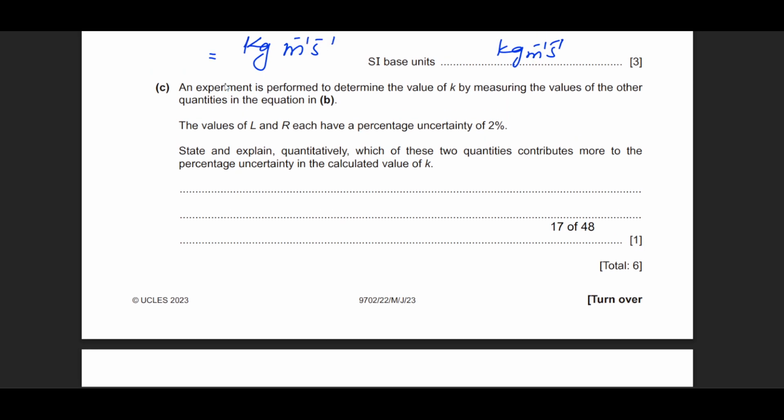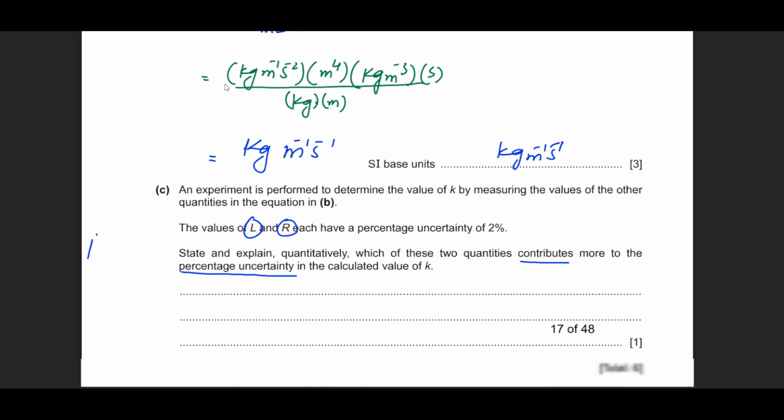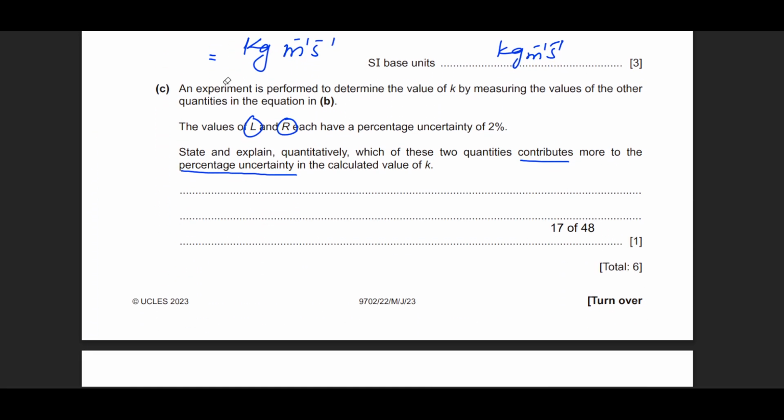So next he asks you which one is going to be the highest contributor in the percentage uncertainty. If we go back to the formula, the comparison is between L and r. We see that L has a power of 1, r has a power of 4. So r is going to contribute to the error 4 times as much as L. So if they have an error of 2% each, for example, r has an error of 2%, L has an error of 2%, what is the eventual error percentage?